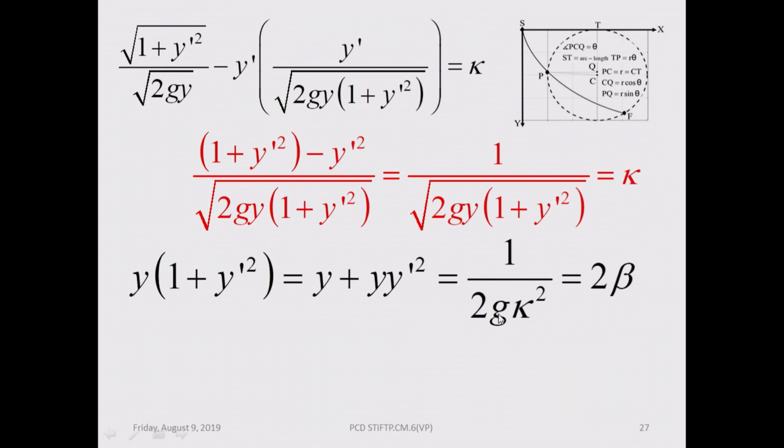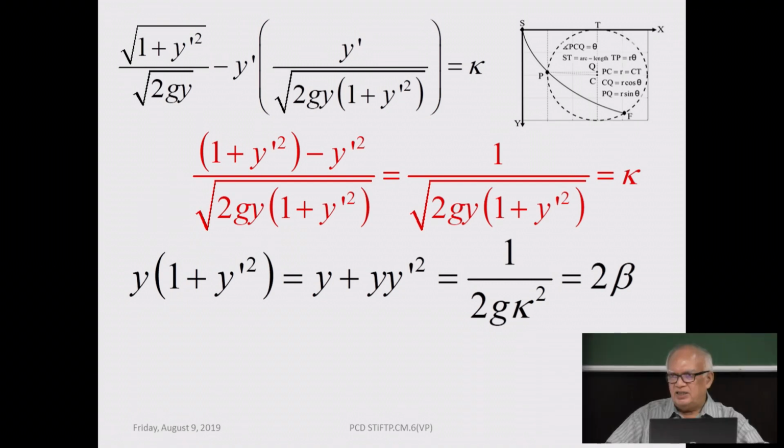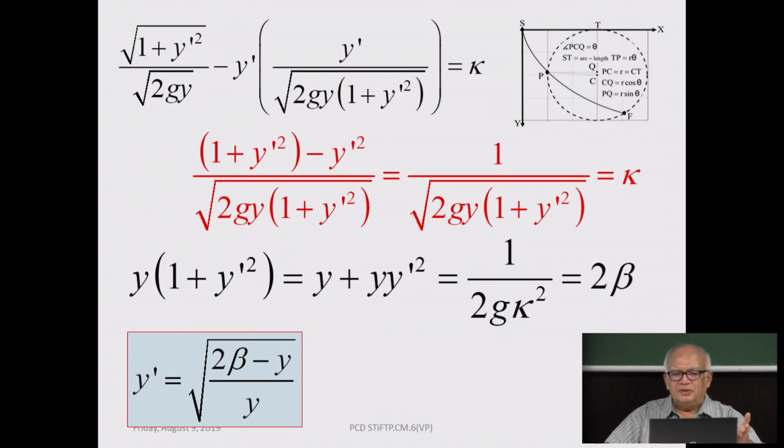and you get y plus y prime square equal to this. But g is a constant. It is an acceleration due to gravity at that particular point, so it's not going to change. Kappa is already a constant. So 1 over 2g kappa square is also a constant, and we can call that constant 2 beta. Okay? So y prime must be equal to root of 2 beta minus y over y. So you subtract this y, move it to the right, get 2 beta minus y, and then divide by y, take the square root, you get y prime.